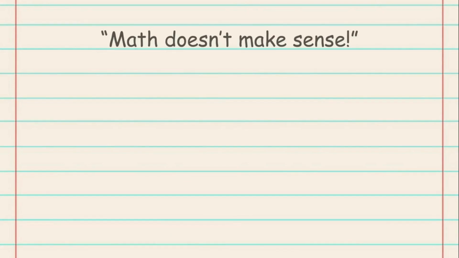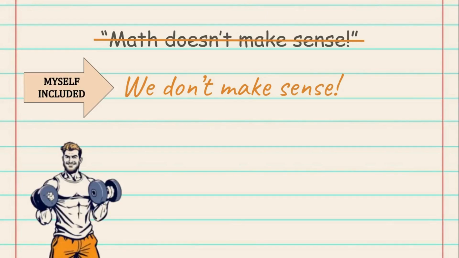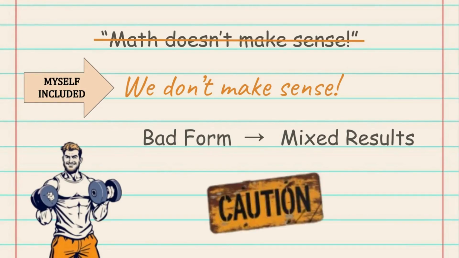If I had a dime for every time I heard this sentence, I would be a very wealthy man. But it's not math that doesn't make sense. It's us who don't make sense. Myself included, of course. That's why we need to train in proper ways of doing math. But just like weightlifting, bad form leads to mixed results at best. Today we're going to talk about 3 ways that we can mess up our algebra, just so we're extra careful about how we develop our mathematical technique.